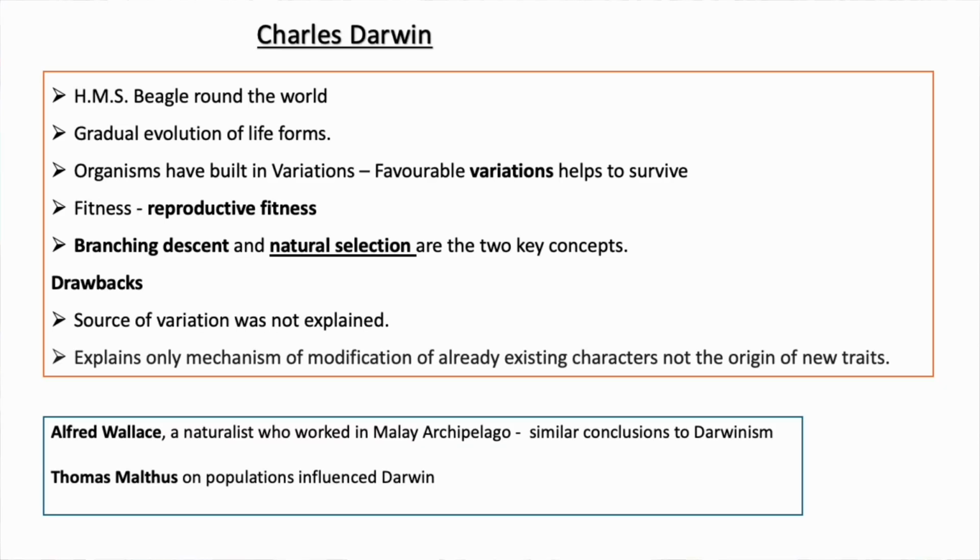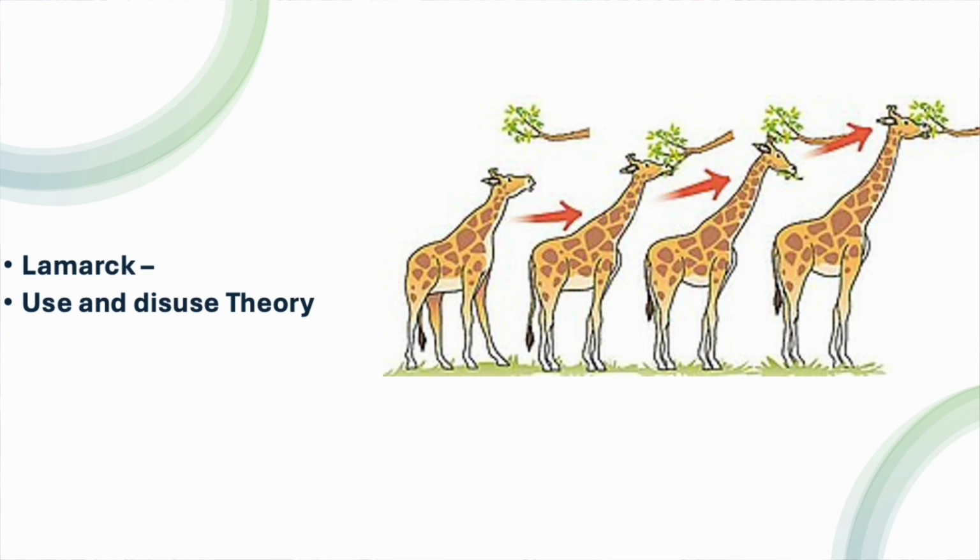When you learn Darwinism, learn the definition for variations, favorable and unfavorable variation, struggle for existence, then reproductive fitness. The two key concepts of Darwin's theory was branching descent and natural selection. Two scientists who greatly influenced Darwin are Alfred Wallace and Thomas Malthus. Then we learned Lamarckian theory about use and disuse of different organs.